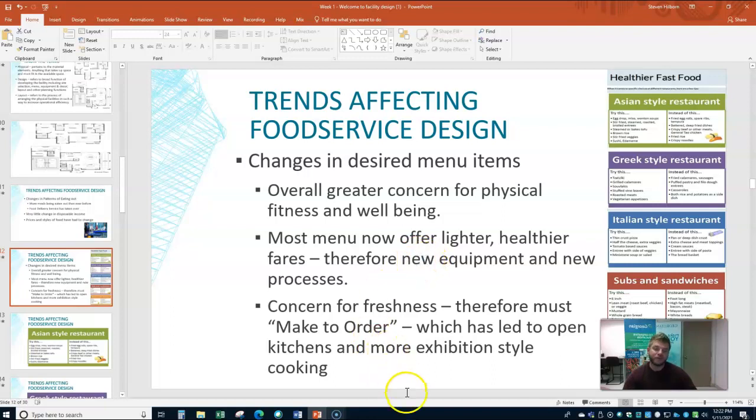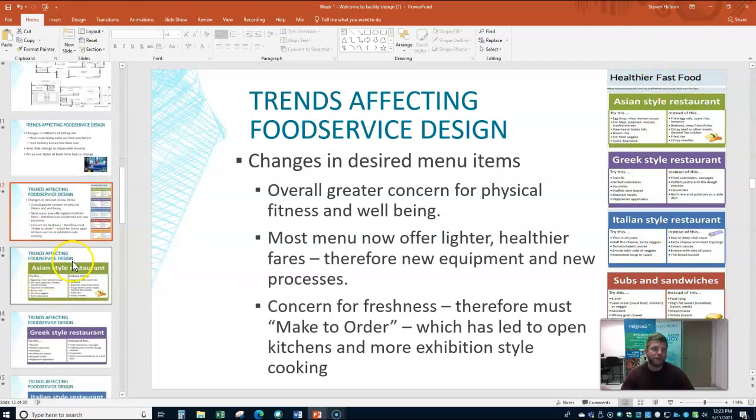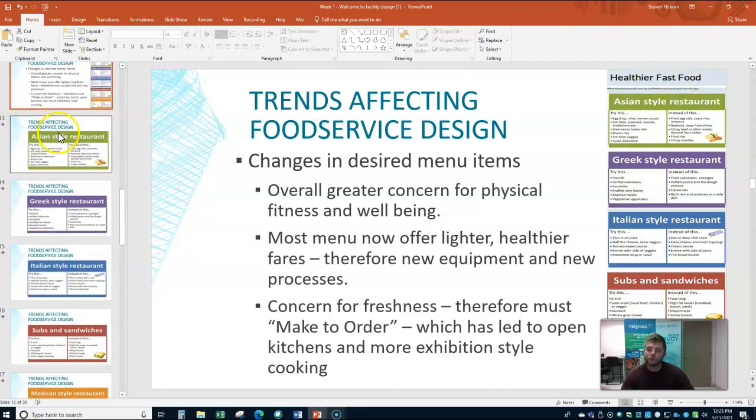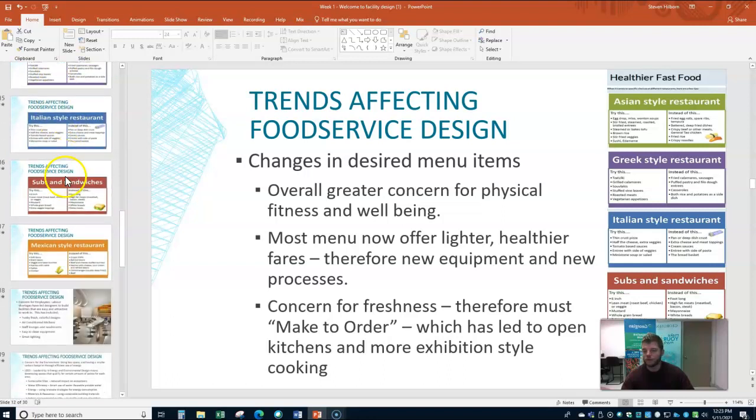And then we also have a concern for freshness. So we want made to order. I don't want food ready in a chafing dish or a buffet dish, and then when I order it, they just scoop it. I want food that they don't start cooking until the minute that I order it. So this has also led to open kitchens and more exhibition style cooking. Now, there are a couple of different slides here about healthier fast food or healthier different styles of food. I won't go through all of them, but take a look if you wish.